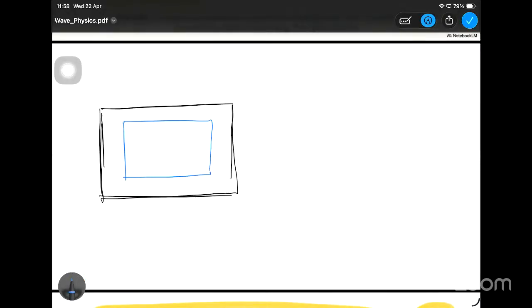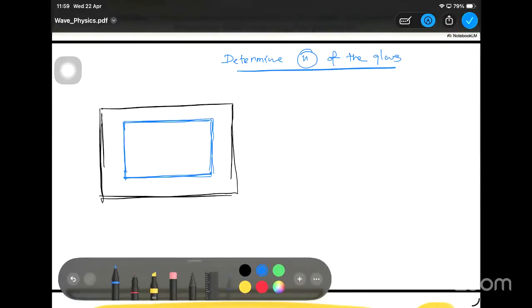This is to determine the refractive index of the glass. So we are going to place the glass block like this. Then we are going to draw around it using a pencil. We are going to draw the margin of it on the A4 paper. Then we are going to remove the glass block.